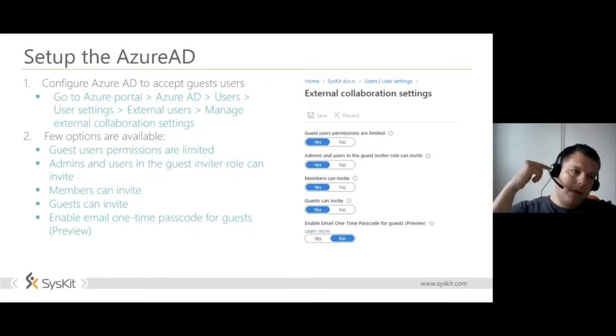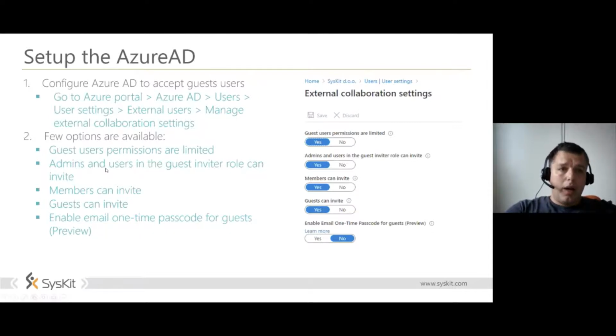He will get another email with a temporary code, and that code, of course, will be sent to his email address, and he will be required to enter that code in order to open the document that has been shared with him.